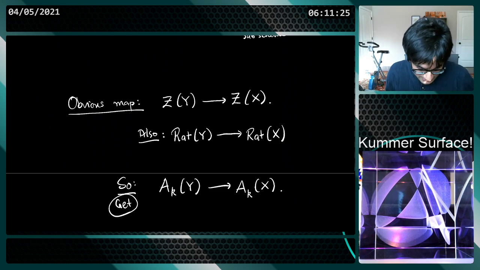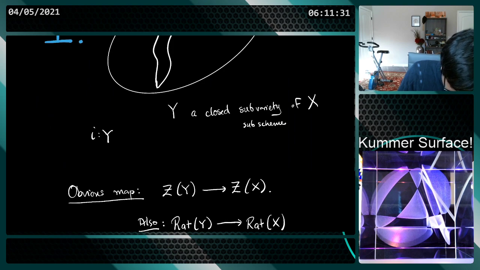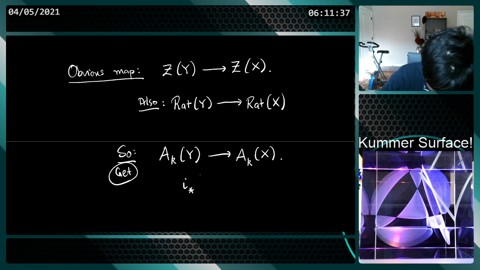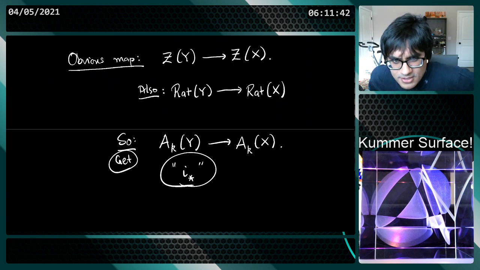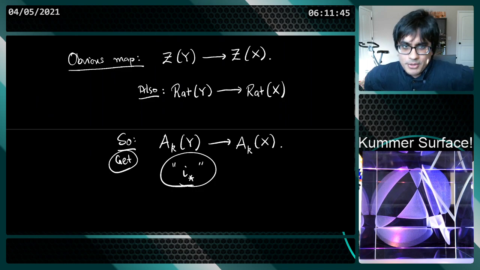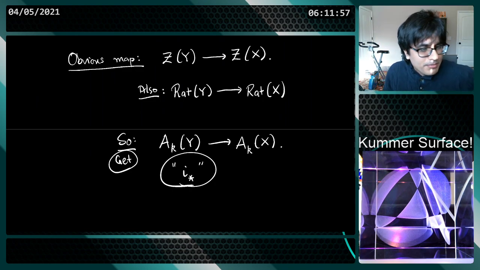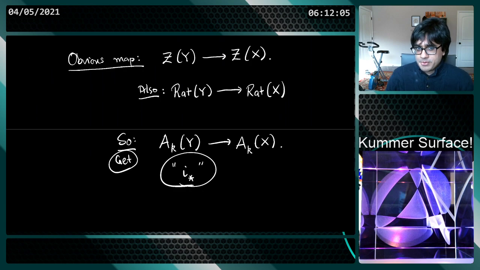I'm going to call this I lower star, where I is the inclusion map. If there are too many arrows on the page, and we need to give things names, it's called I lower star. And what does it do? It's the most naive thing. Take a subvariety of Y and view it as a subvariety of X. And the key point is that that preserves the equivalence relation. And so you get an induced map on Chow groups. Okay? So that's one thing you automatically get from this whole situation.